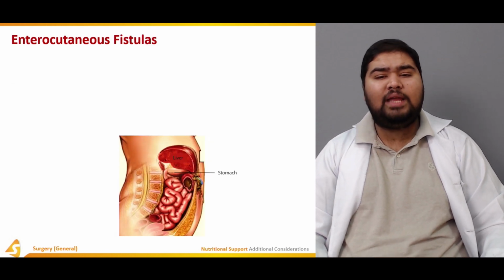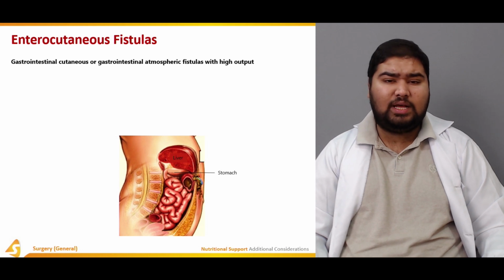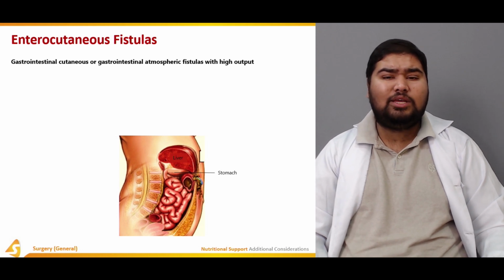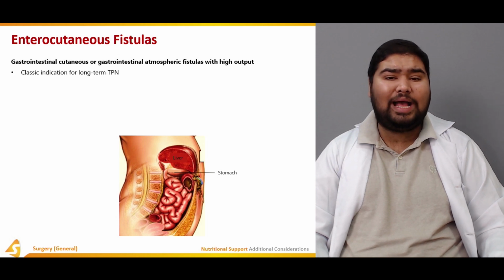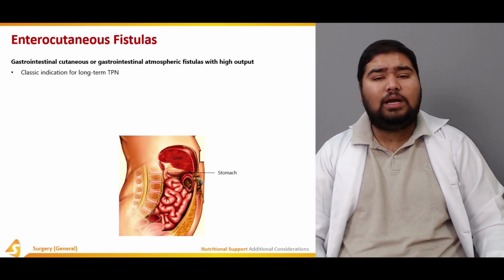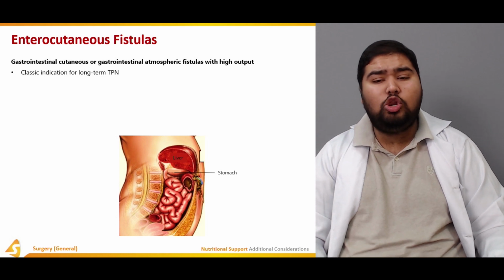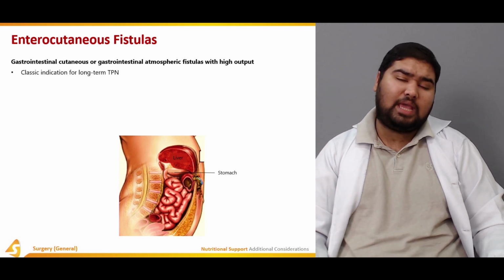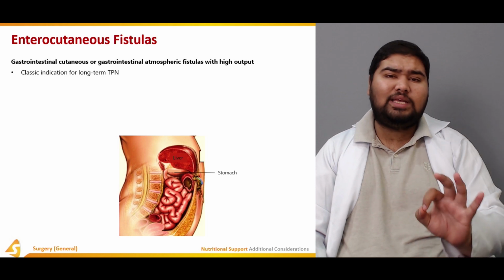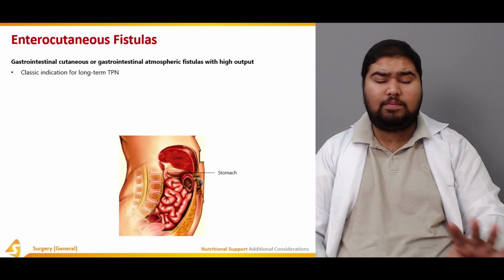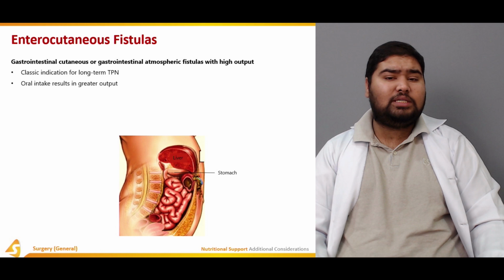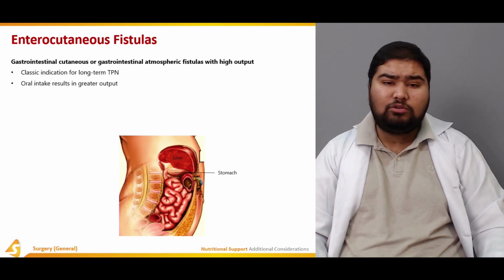Now we can have enterocutaneous fistulas. So gastrointestinal cutaneous or gastrointestinal atmospheric fistulas with high output can be there. They are a classic indication for long-term TPN. So one of the classic indications of long-term TPN is this. The oral intake results in greater output.